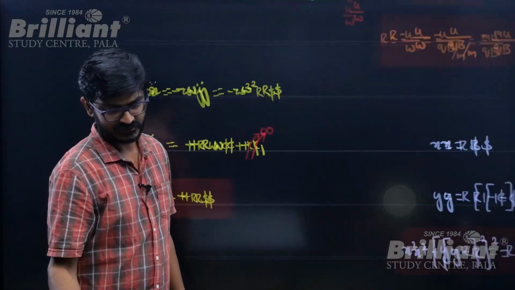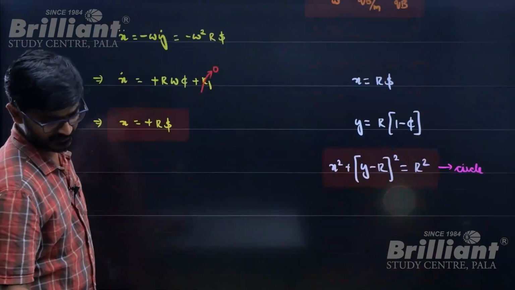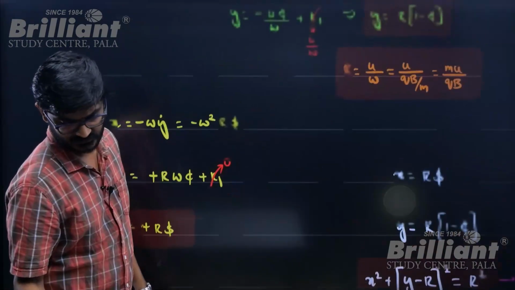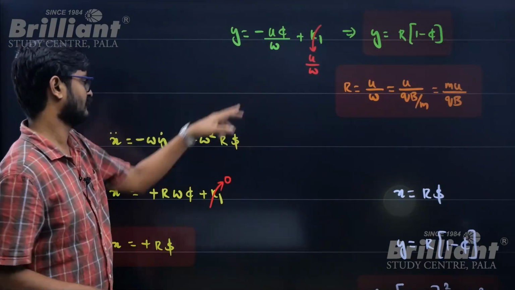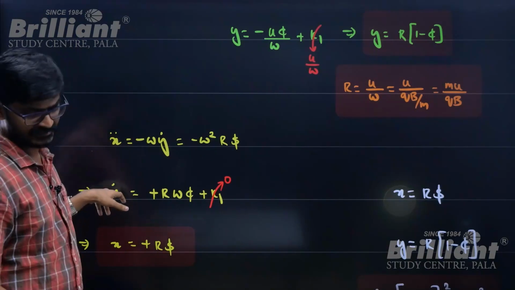Then I need to find the x coordinate. So I will take this equation, x double dash is minus omega into y dash. Now y we have already got, so you can substitute y dash from there. Then you get x double dash. When you integrate it, you will get x dash.